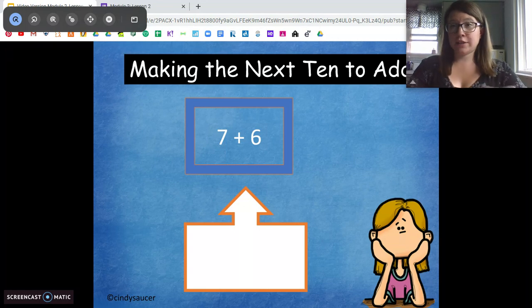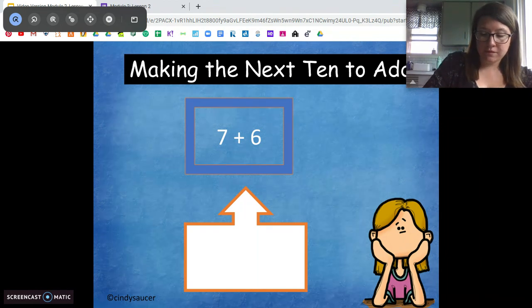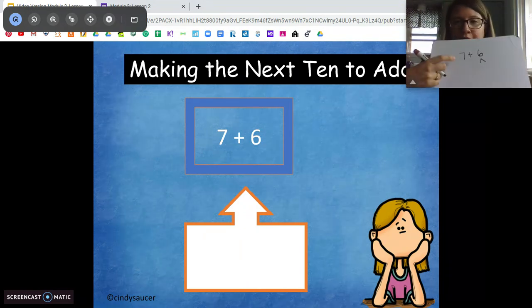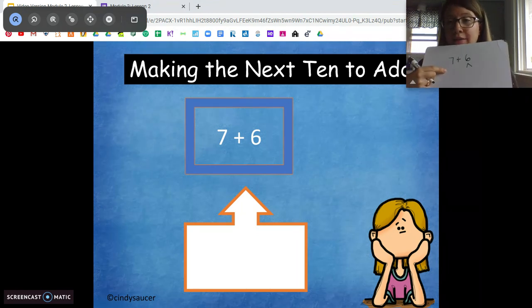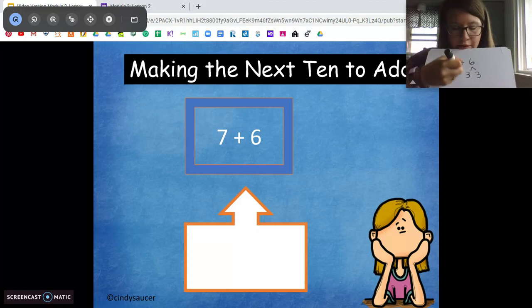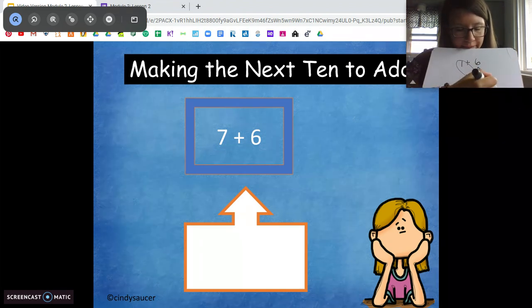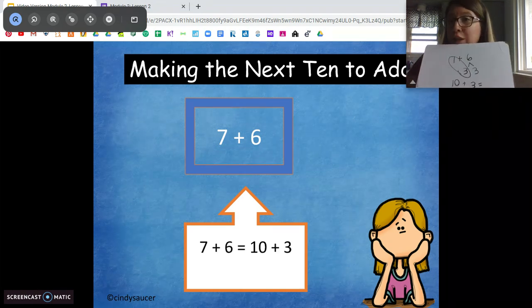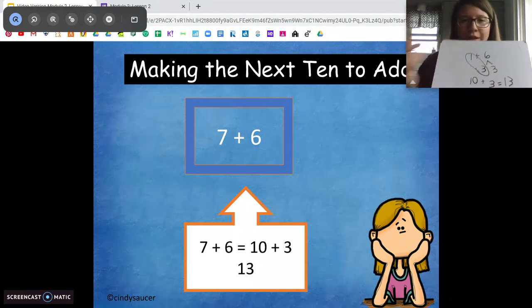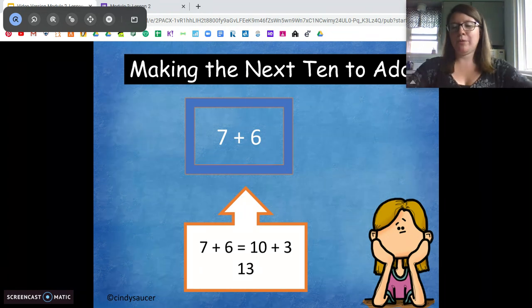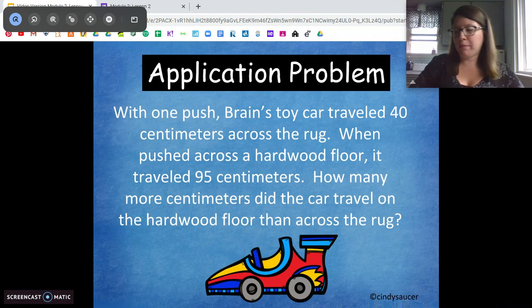7 plus 6. Pause and try that one on your own. Ready? Okay. So again, we're going to break apart the 6 to get the 7 to 10. How many do we need to get 7 to add up to 10? 3. Awesome. And what's the other part of our number bond? 3. Good. Now we know 7 plus 3 is 10. Plus what's our leftovers? 3. So 10 plus 3 equals 7 plus 6, which equals 13. Both 7 plus 6 and 10 plus 3 equal 13. That's why we can put the equal sign in. Good. All right, let's do our word problem for today.